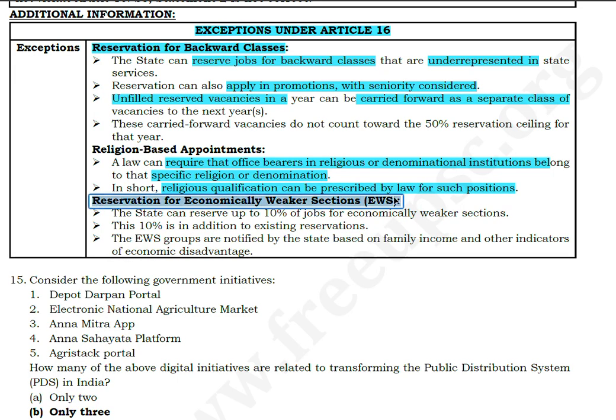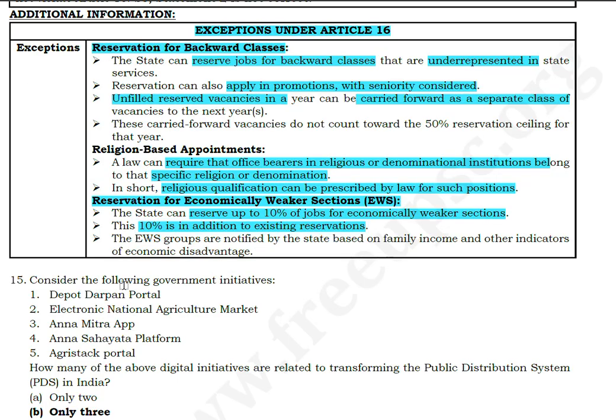Reservation for economically weaker sections. The state can reserve up to 10% of jobs for economically weaker sections. This 10% is in addition to the existing reservations. EWS groups are notified by the state based on family income and other indicators of economic disadvantage.